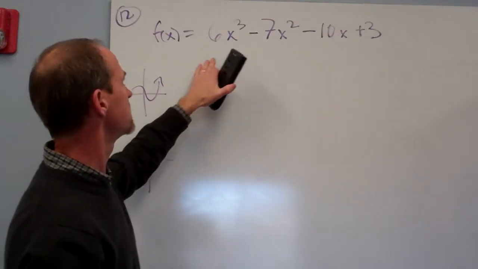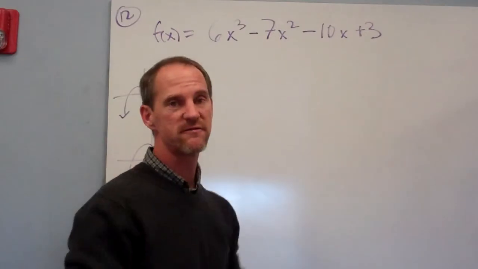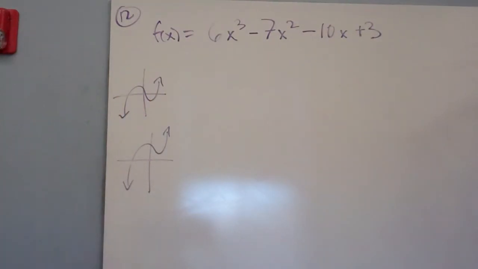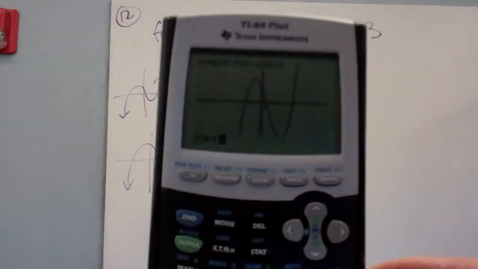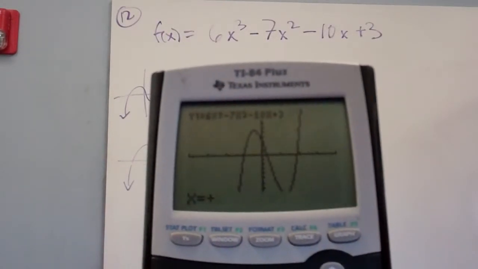Okay, so looking at this, there's nothing obvious we can do. There's no x in every term that we can factor out. So what I'd like you to do is put it on your calculator. If you put it on to graph this, I'm going to come around here and show you on screen. You are going to get a graph that's like this.